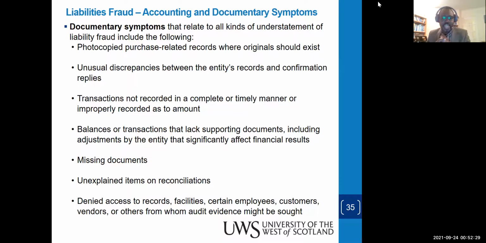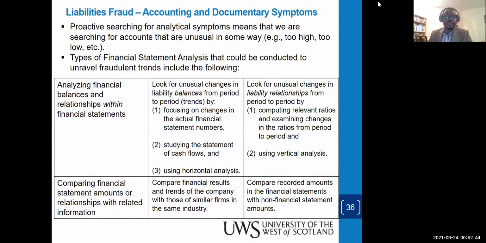And if you're denied access to some records or facilities, or denied access to speak to some employees or customers or vendors or others who could give you some evidence, you should know that there could be some question marks somewhere. Now, two areas we should also look at in terms of accounting documentary evidence.